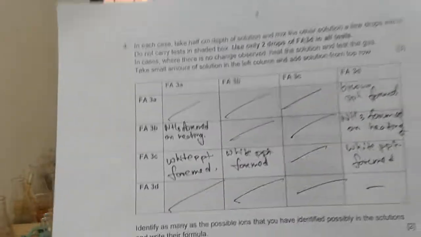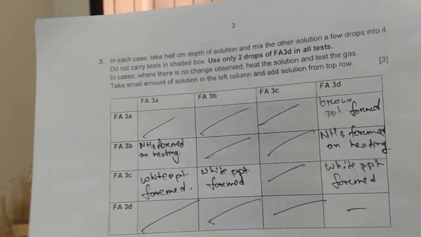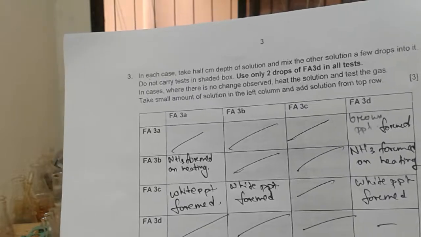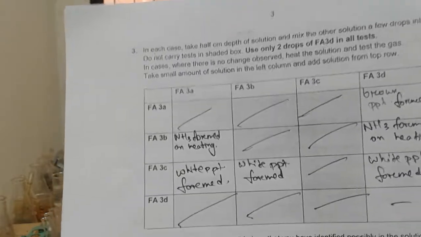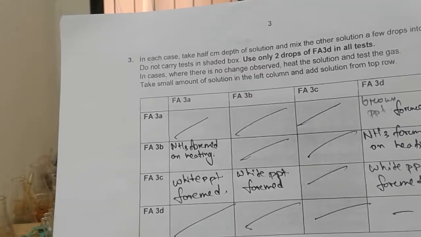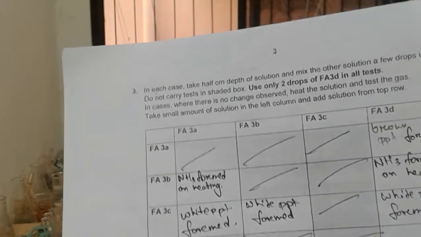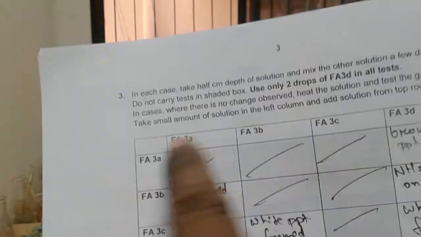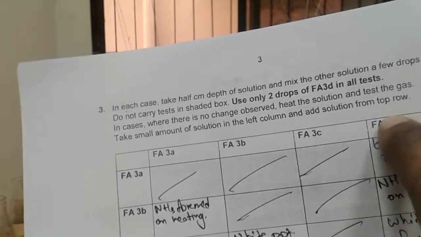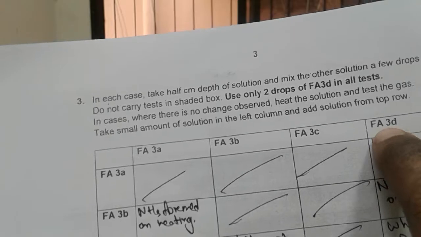Now let's switch to question number 3. Look, in question number 3, the crossed out boxes are the boxes that you will not be using to do the test. So you have to first add a small amount of solution in the left column and then add solution from the top row. So we will take Fa3A and we will add Fa3D.